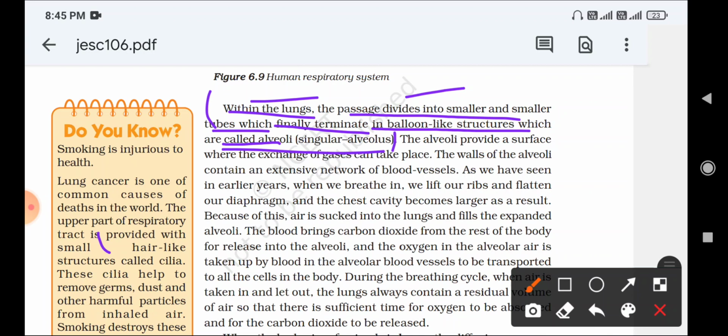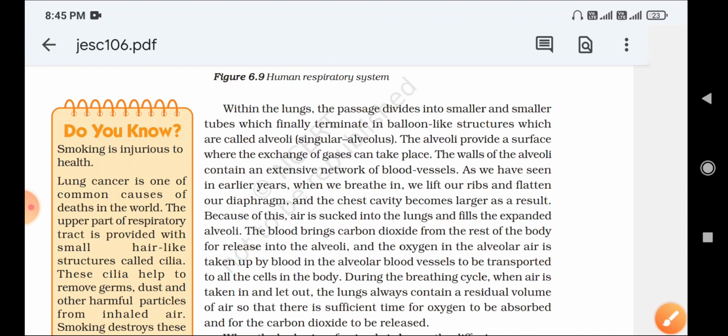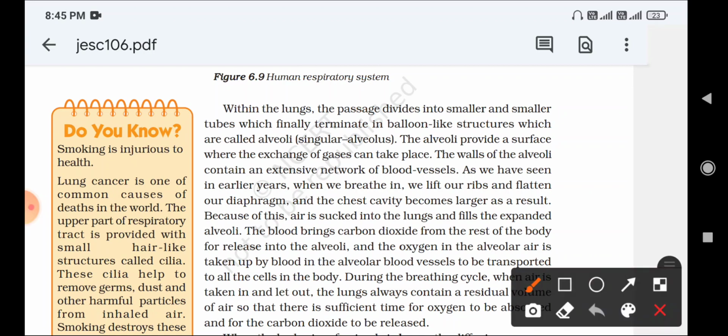What are alveoli? You can write: the passage divides into smaller and smaller tubes which terminate in balloon-like structures called alveoli. The alveoli provide the surface where the exchange of gases takes place. Remember, which part of the human respiratory system exchanges the gases? You can easily write alveoli. So the alveoli make the exchange of gases in the human respiratory system. This is the major part.